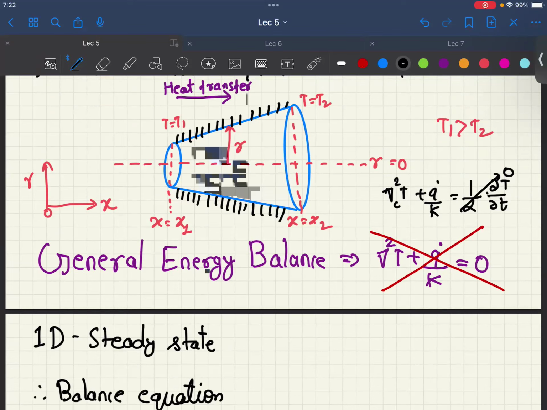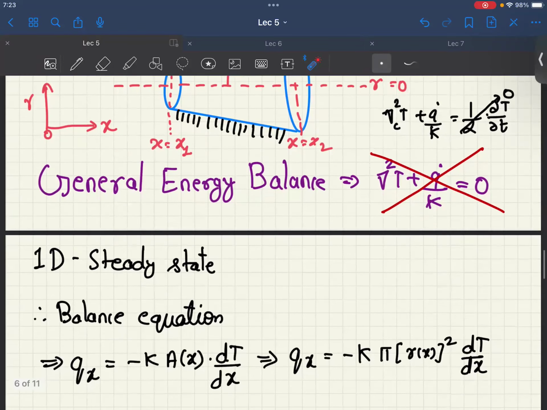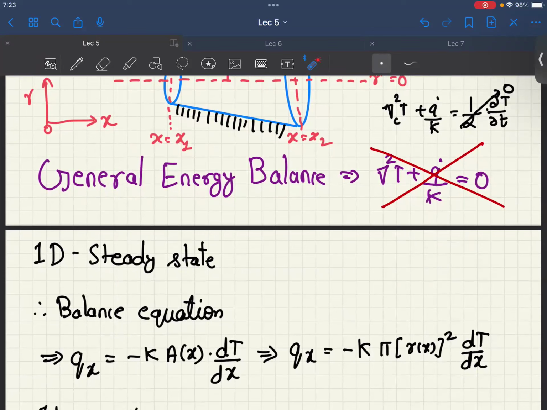But first of all, let me just say that we cannot use this expression. Why can we not use it? If you remember, in our first lecture we explicitly mentioned the limitation of this expression of the generalized energy balance: that we are assuming the cross-sectional area remains the same, and that the thermal conductivity of the material is the same in all three directions.